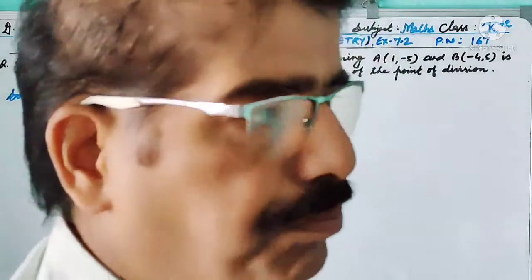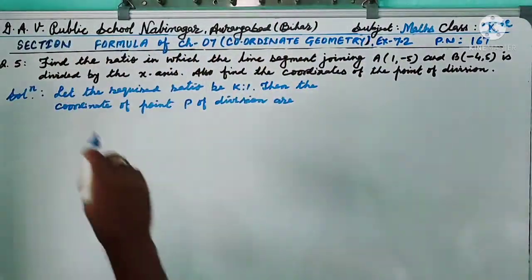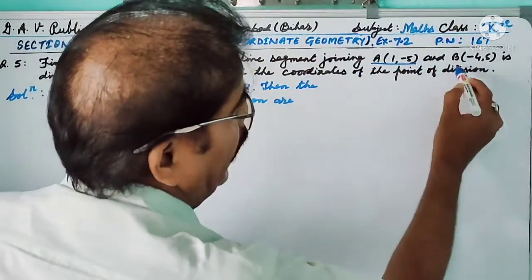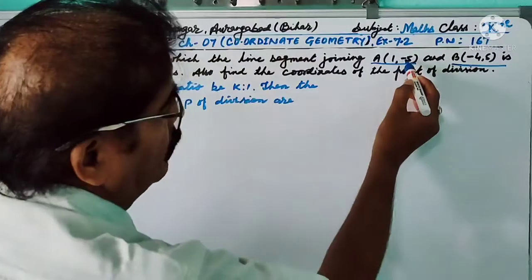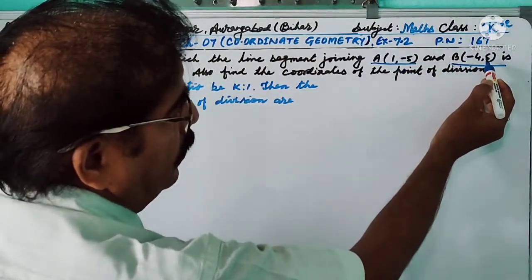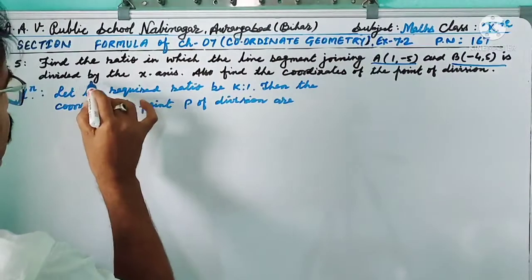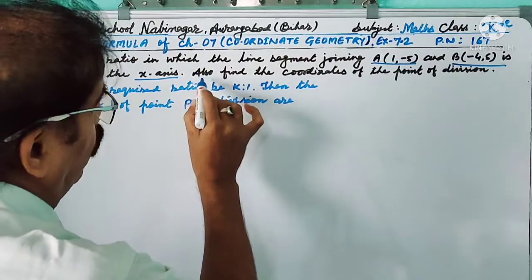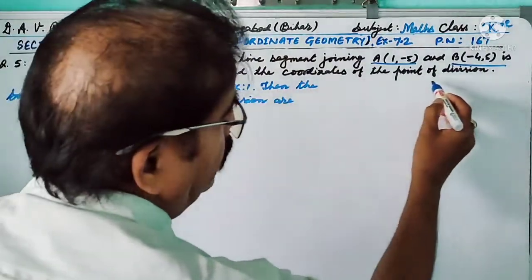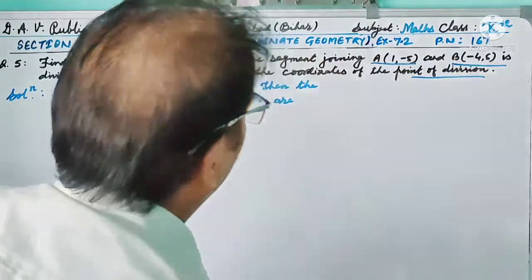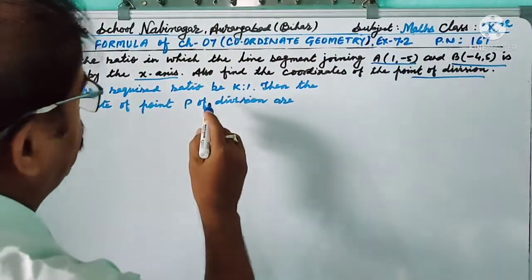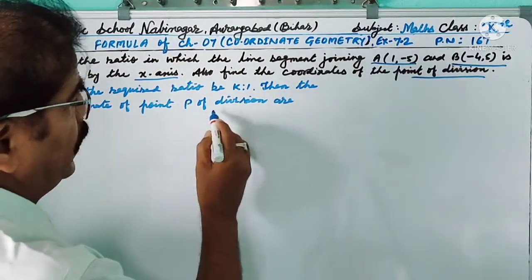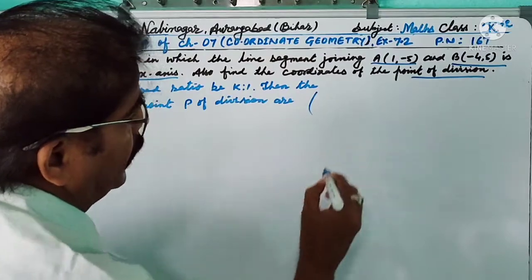Your question 5 is: find the ratio in which the line segment joining A and B, whose coordinates are (1, -5) and (-4, 5), is divided by the x-axis. And after that also find the coordinates of the point of division. Let the required ratio be k is to 1, then the coordinates of point P of division are as follows.